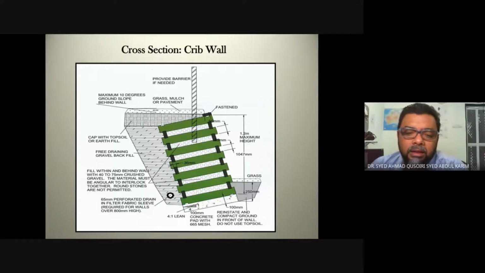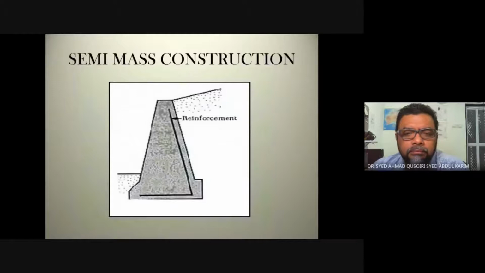And then inside of this crib skeleton, they will be filling it with material. Here they use 75 mm crushed gravel. So they have to make sure that the material fully covers the entire inside area of the skeleton crib. So that is for mass construction.